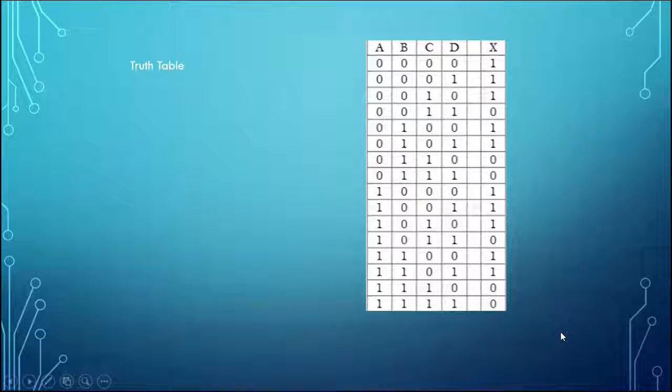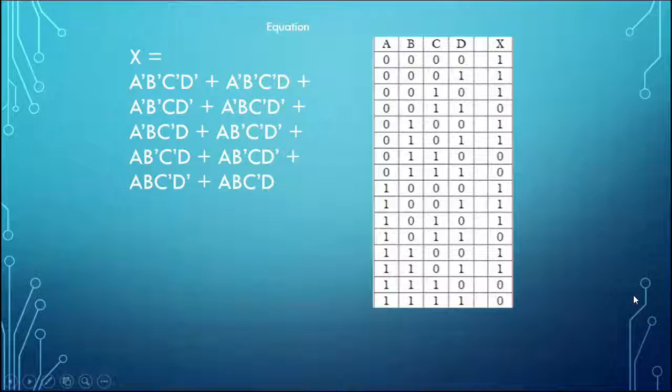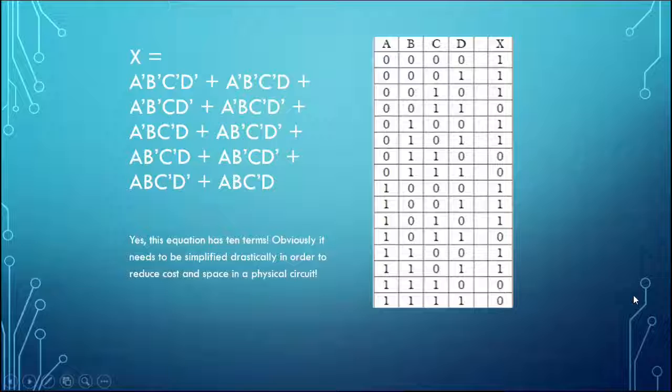All right, first off, this is the truth table that we were provided at the beginning of the lab that all our work came out of. And so next we have the equation. As you can see, this is a 10-term equation. So obviously it needs to be simplified pretty drastically in order to reduce cost and space in the physical circuit and to make our jobs a lot simpler.